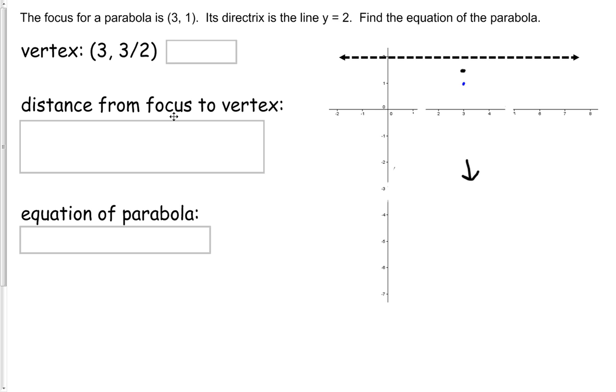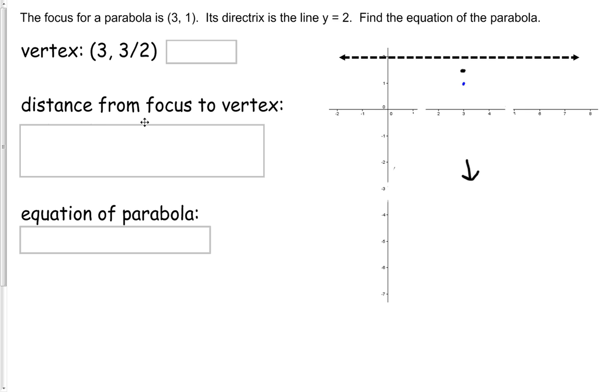The distance from the focus to the vertex, so from the blue dot to the black dot, is just going to be using the distance formula. So all we're doing is plugging in the values to find that. In this case, since it's such a simple problem, and I can tell from the graph that these are 1/2 unit apart, I just did that in my head. If you wanted to use the distance formula, you could go from the point (3, 1) to the point (3, 3/2), and you would get the length 1/2.